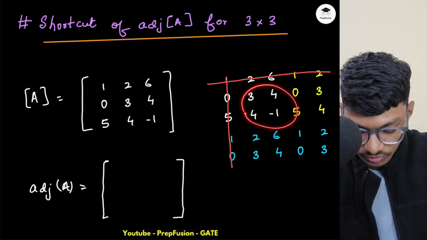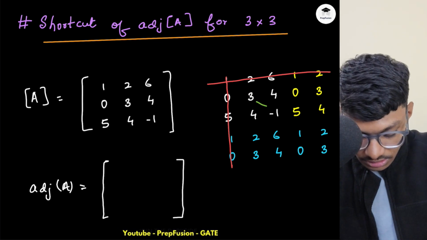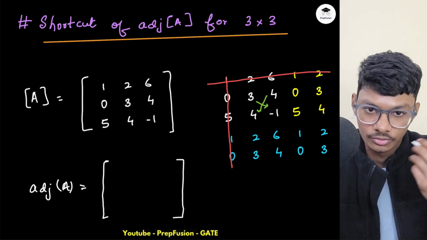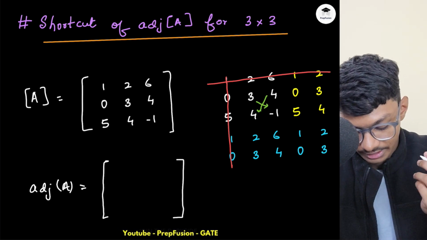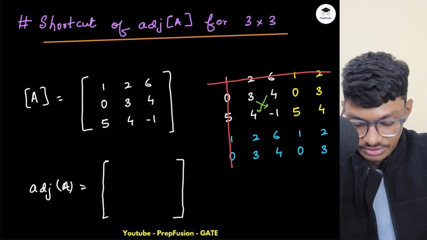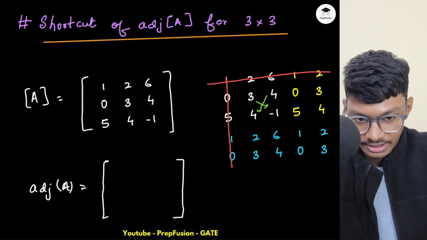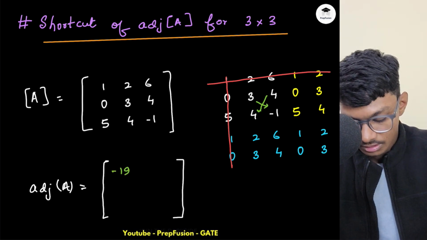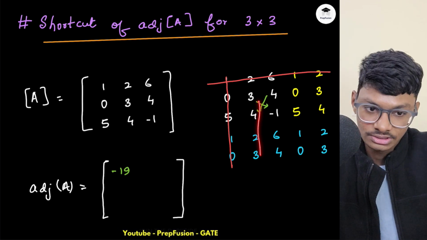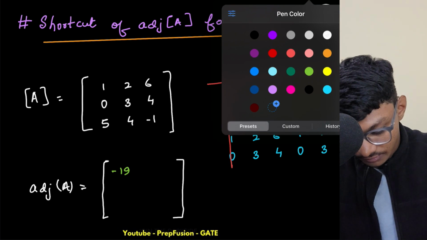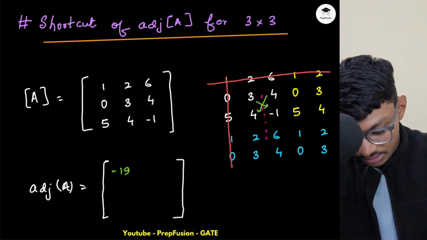So we'll start from this, right? We'll expand like this: 3 times minus 1 minus 4 times 4. Simply how you used to compute the minor, right? So this will be 3 times minus 1 minus 4 times 4, which is minus 3 minus 16, which is minus 19. So this will be minus 19. Okay, now if I'm moving in this direction, let me use another color.